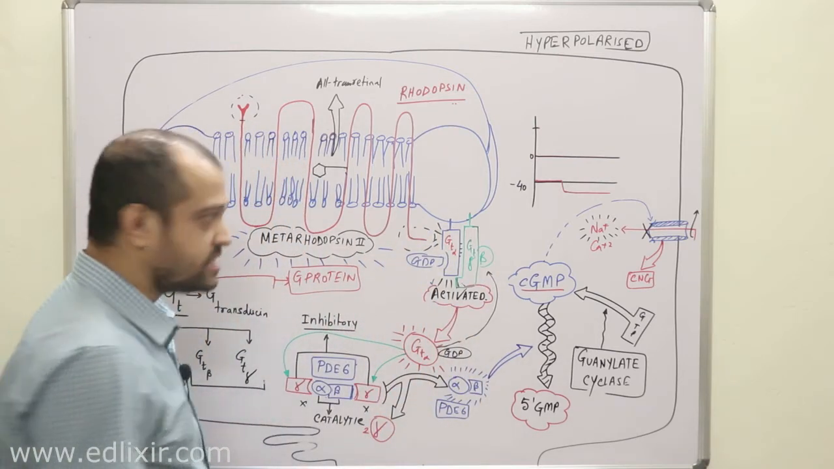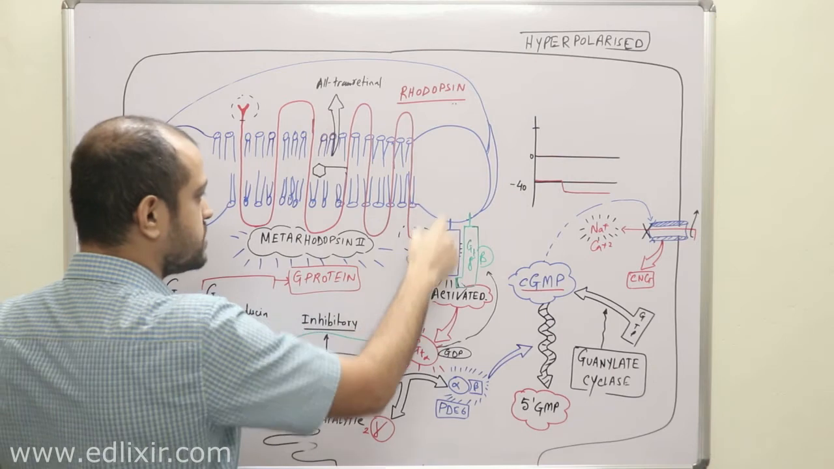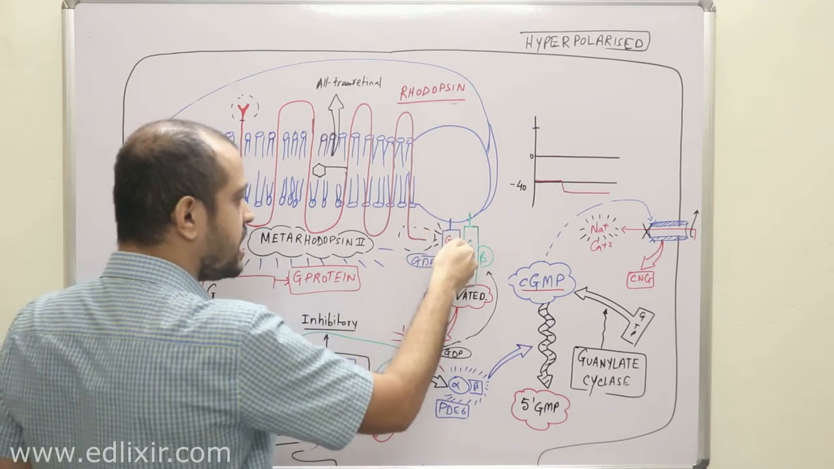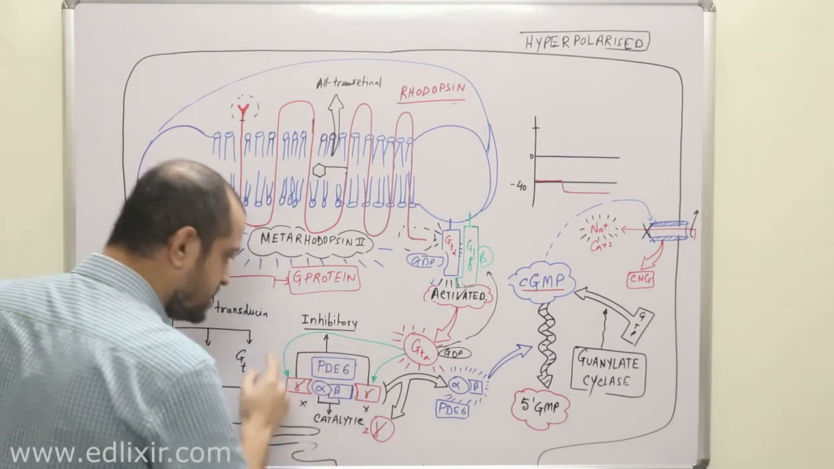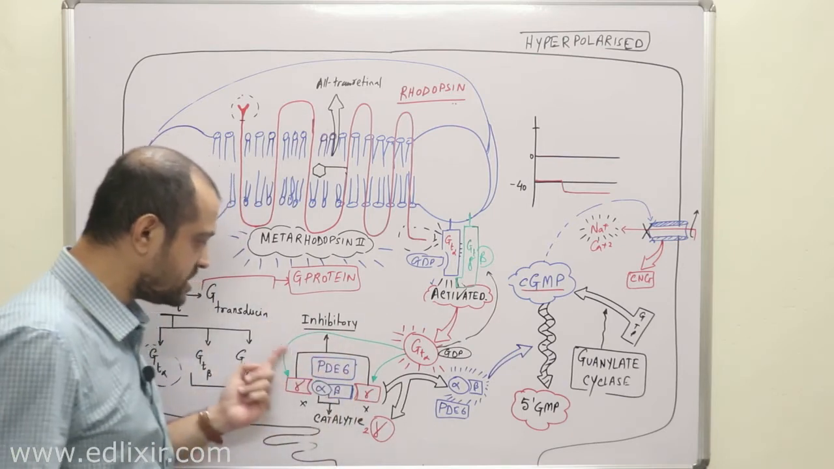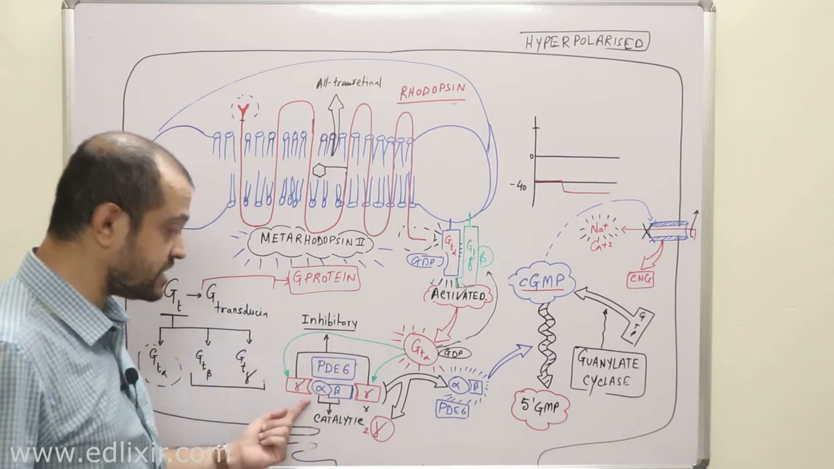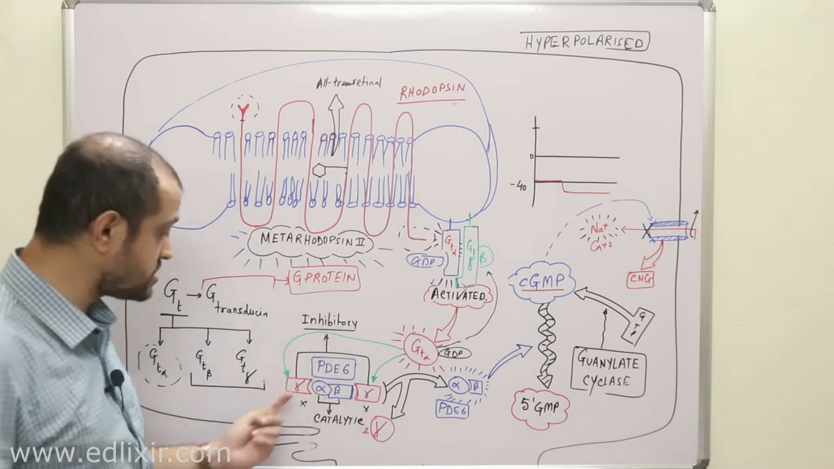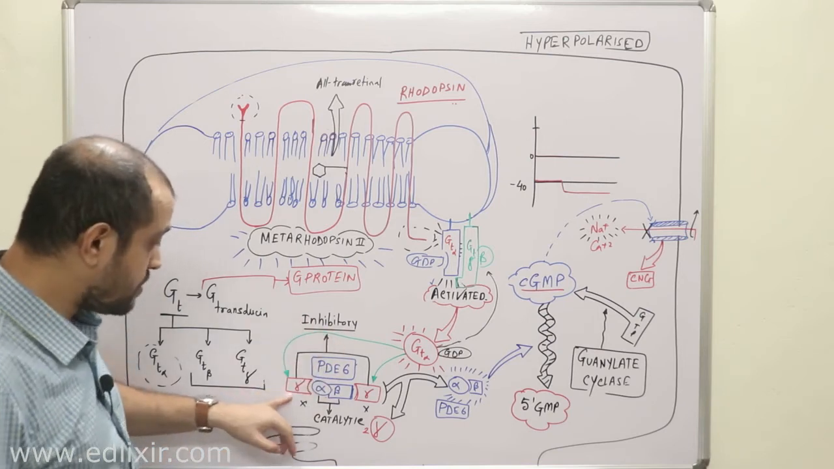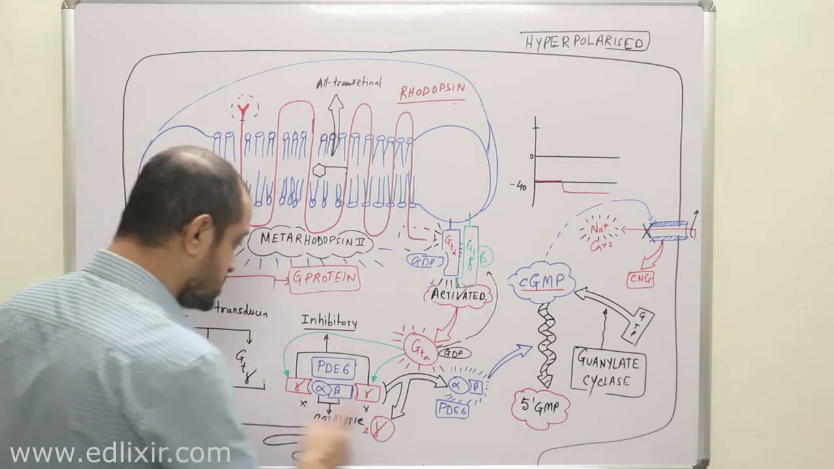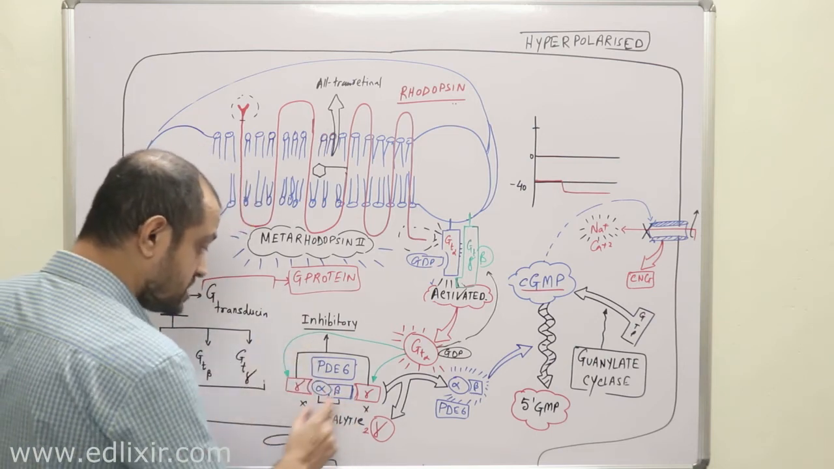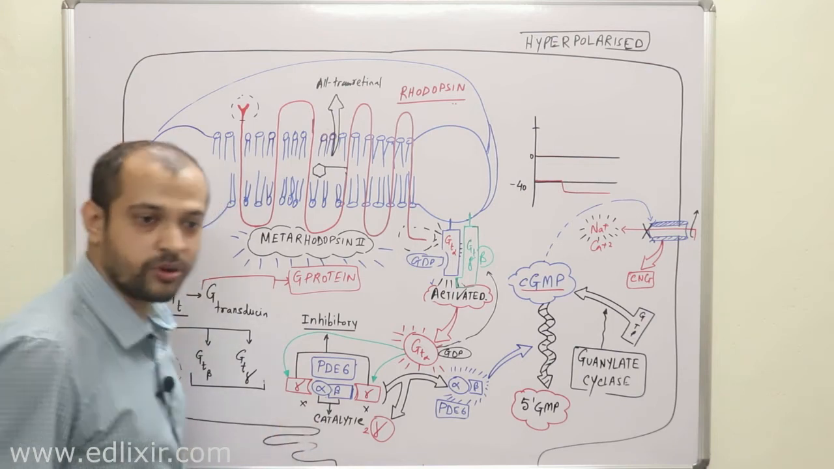A G protein, right? This activated G protein coupled receptor activates a G protein, and the G alpha subunit gains GTP and activates a protein, PDE6. PDE6 is a heterotetramer, made up of 4 subunits: gamma, alpha, beta, and again gamma. These gamma subunits are inhibitory in nature, and these alpha beta subunits are catalytic in nature, like protein kinase A.